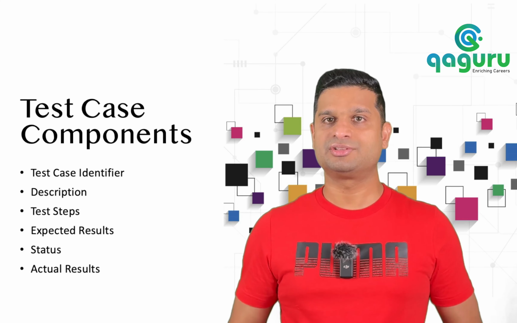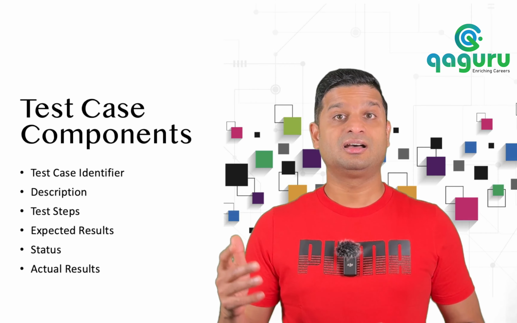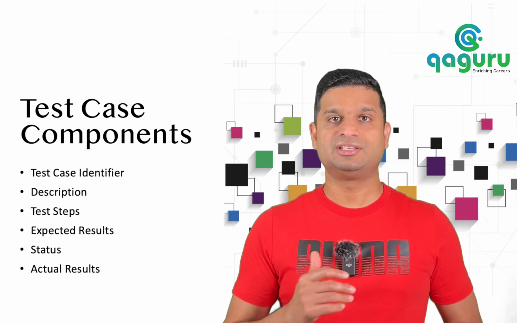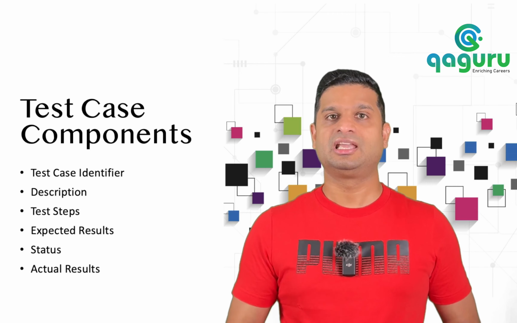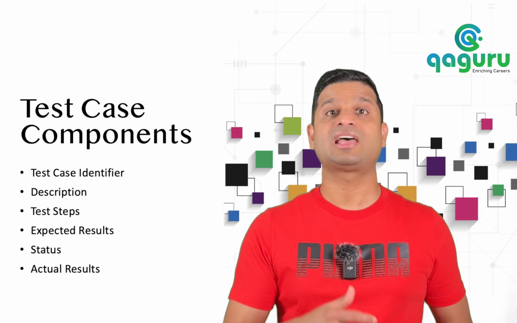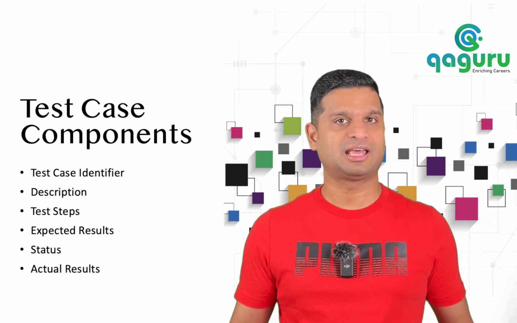Status and actual results are left blank while preparing the test cases and are filled at the time of test execution. The status of the test case indicates whether it's passed or failed. If the test is failed, you need to document your observation as the actual result. If the test is passed, you can leave the actual result field blank.